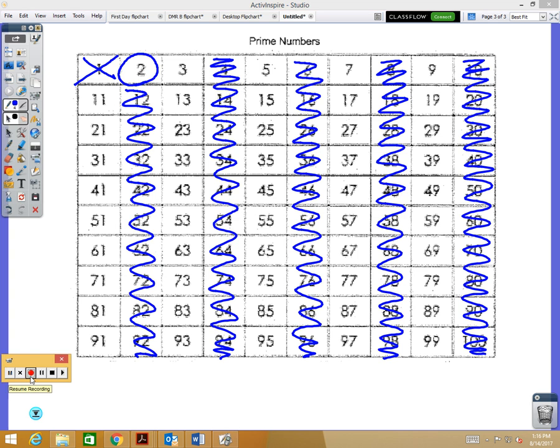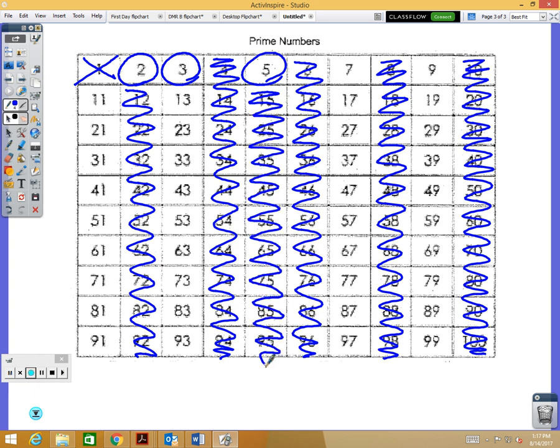So let's think about 3. There's 1 times 3, and anything else? No. So 3 is prime. 5. 1 times 5, and that's it, right? Now, what about all of these other numbers that end in a 5? They're all divisible by 5, correct? Isn't that a divisibility rule? That if a number ends in 5, you can divide by 5? So that means that everything else that has a 5 is also composite. So we're really narrowing it down now.